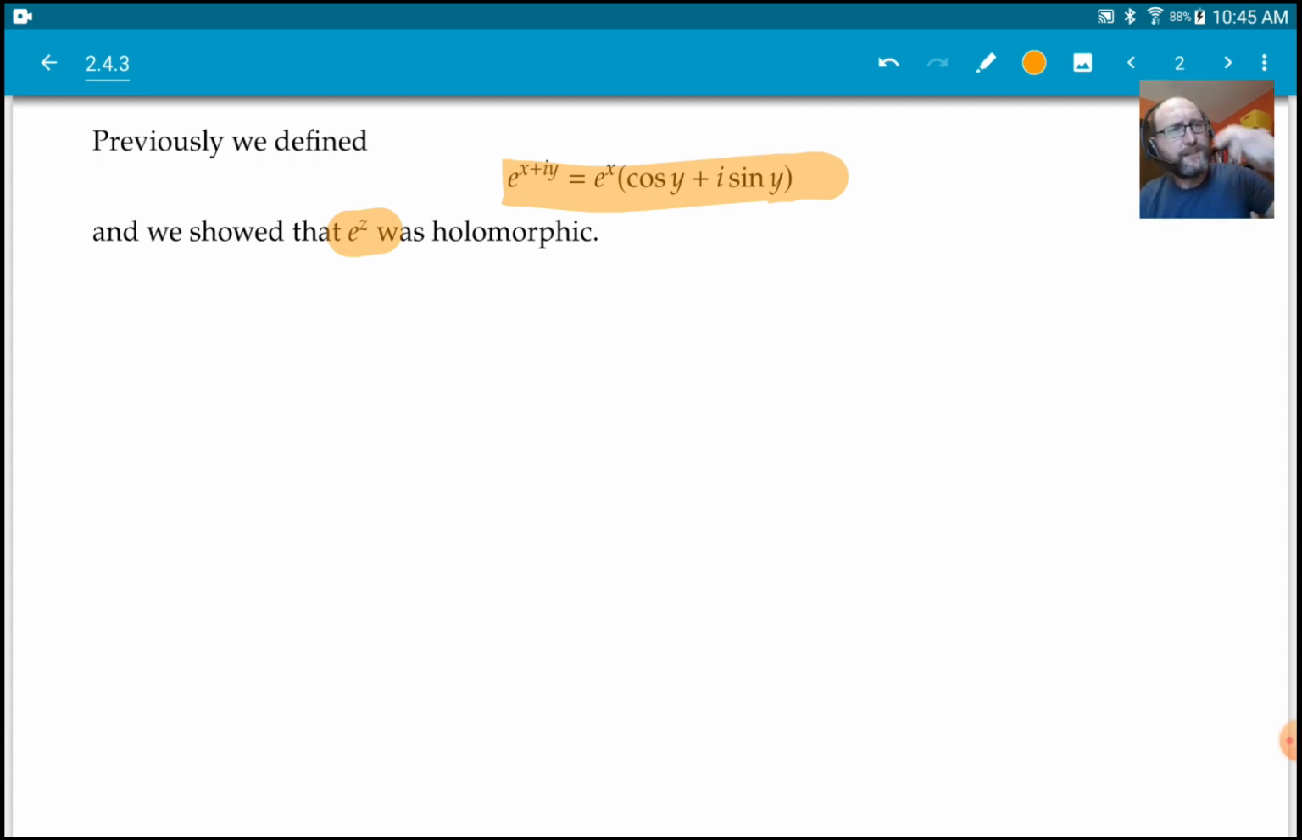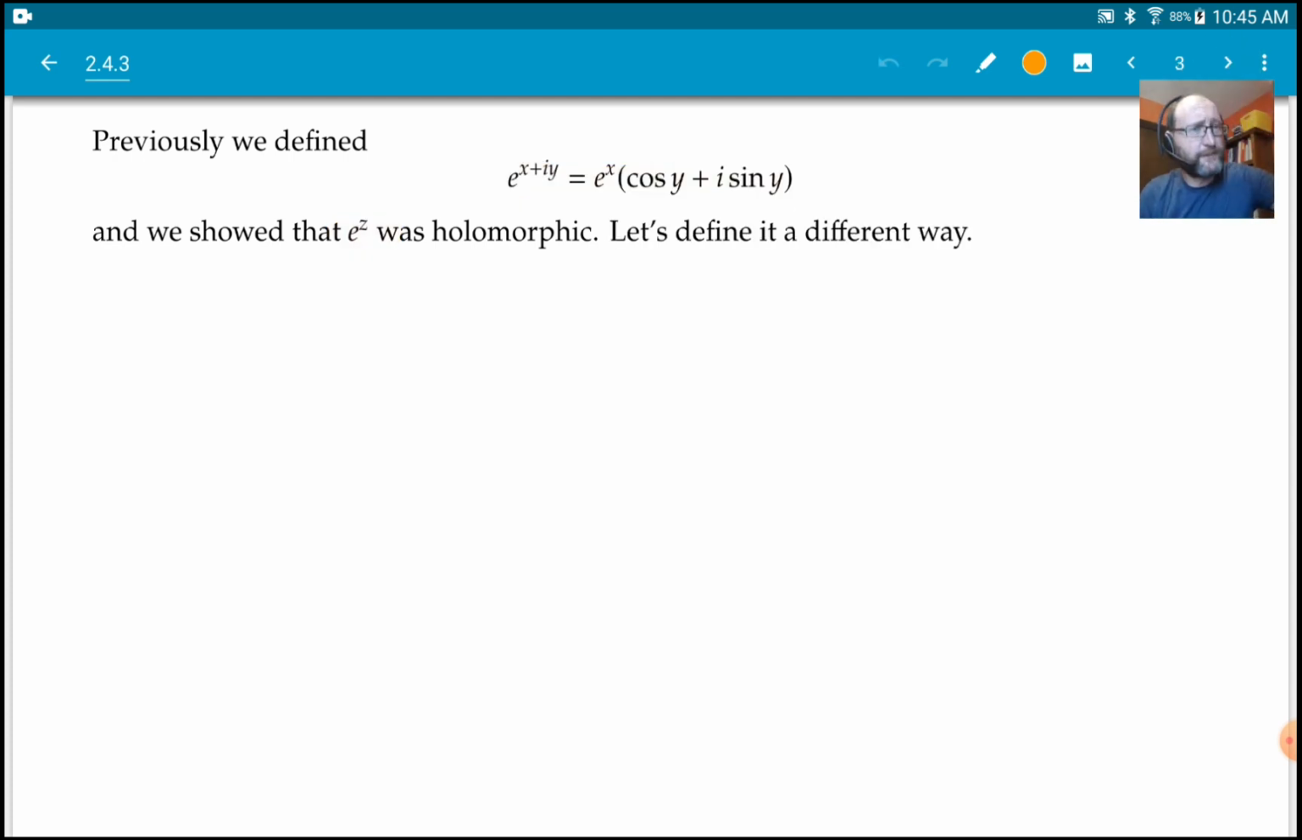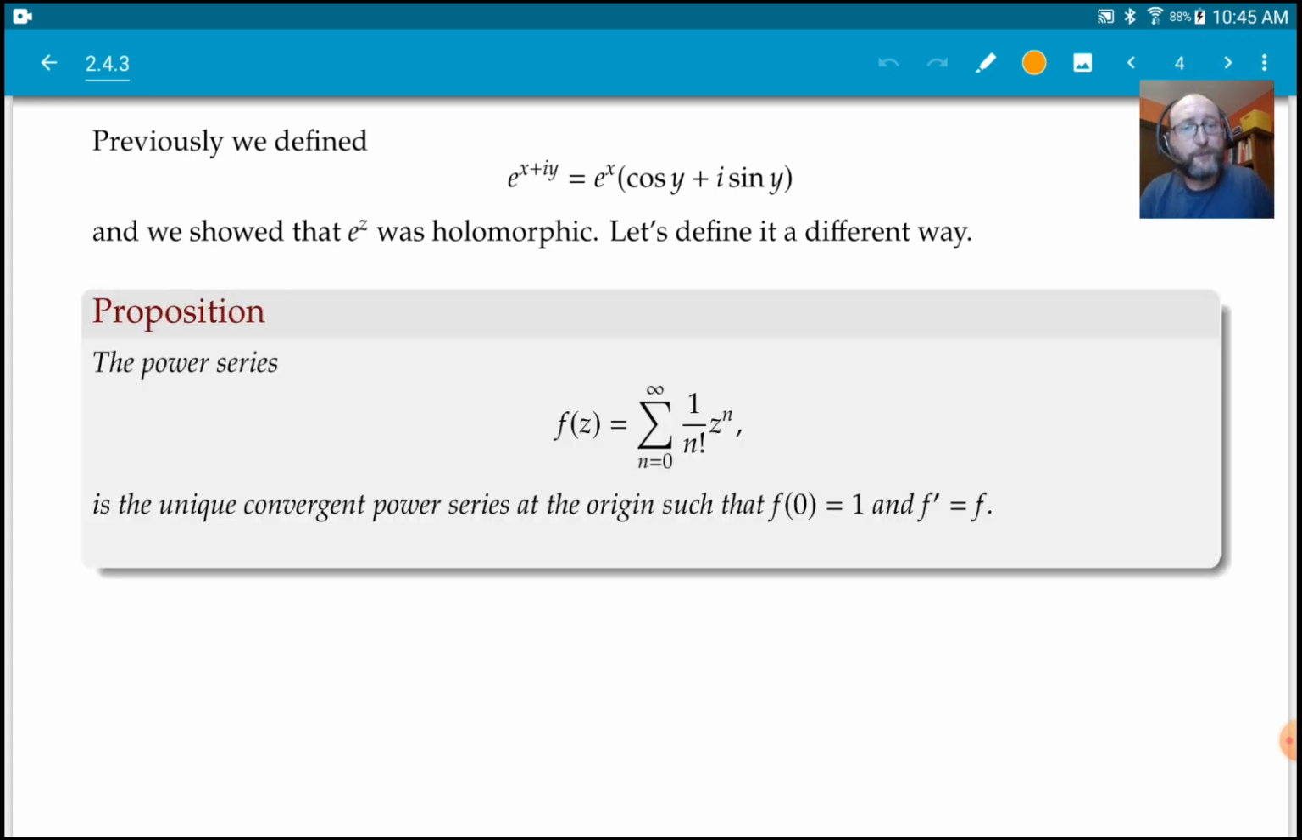So let's do a different definition using power series. Well, not really a definition. It's going to be a proposition, right? But let's show that there is a different way to think about the exponential. So if we look at this power series over here, which you've probably seen, the power series for the exponential.